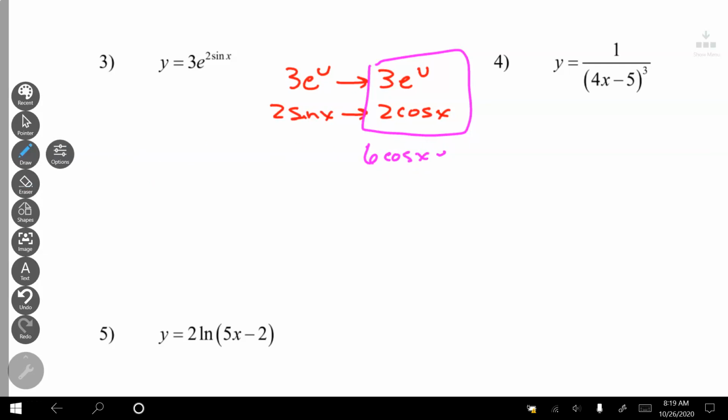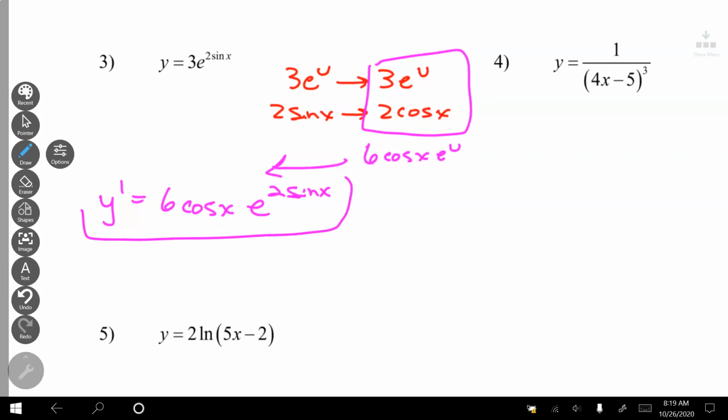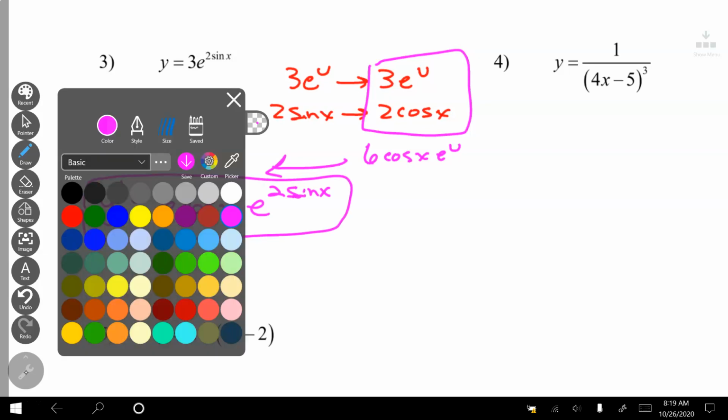Cosine of x, e to the something. I basically go from the bottom to the top when I multiply, but I do multiply the coefficients. But I have to rewrite this to get rid of the u. So y prime is equal to 6 cosine of x times e to the something, and that something is 2 sine of x. That is its derivative.